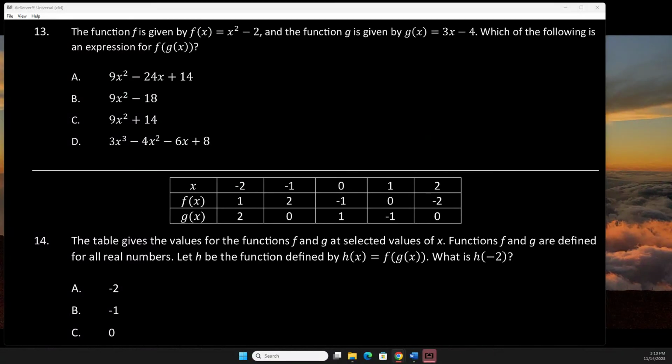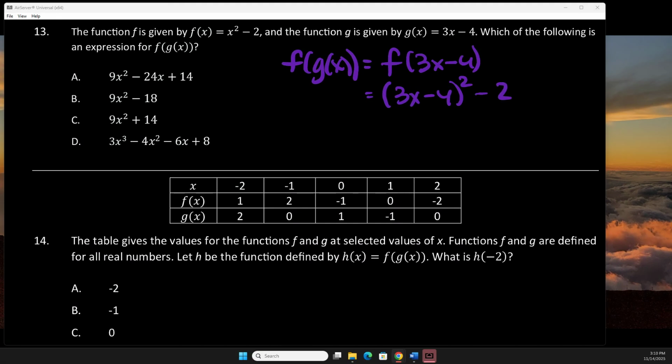Okay, let's look at number 2. I'm sorry, let's look at number 13. All right, the function is given by this quadratic function, x squared minus 2, that's f. G is 3 minus x, and we want to find f of g of x. All right, so f of 3x minus 4. So everything that I put into f, I'm going to square it and then subtract 2 from it.